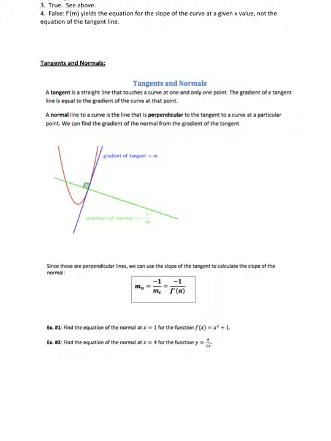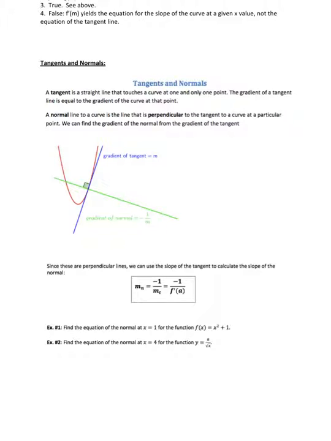So as you can see here, this is perpendicular to the tangent. So what is this saying? It says, since these are perpendicular lines, we can use the slope of the tangent to calculate the slope of the normal. So m sub n is the slope of the normal, m sub t is the slope of the tangent. So if you do the opposite reciprocal of whatever the slope of your tangent is, you get the slope of your normal. That's what this is saying. The slope of your normal is the opposite reciprocal of the slope of your tangent. That's why it's negative 1 over m sub t.